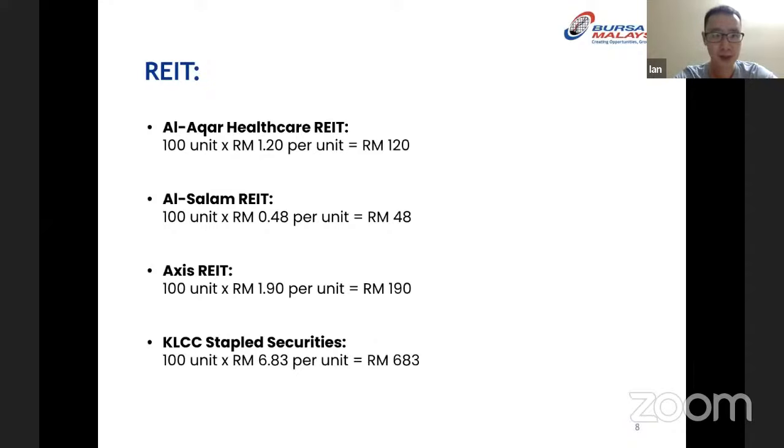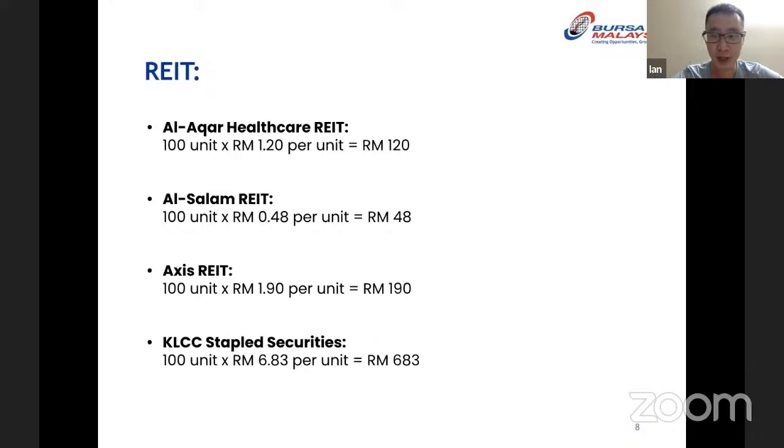Now, let's move on to Al Salam REIT. The unit price for today is 48 cents. So if you take 100 units times 48 cents, the minimum amount of money that you need to invest will be 48 ringgit. For Axis REIT, because the unit price is RM1.90, if we multiply it with 100 units, the minimum amount of investment is 190.